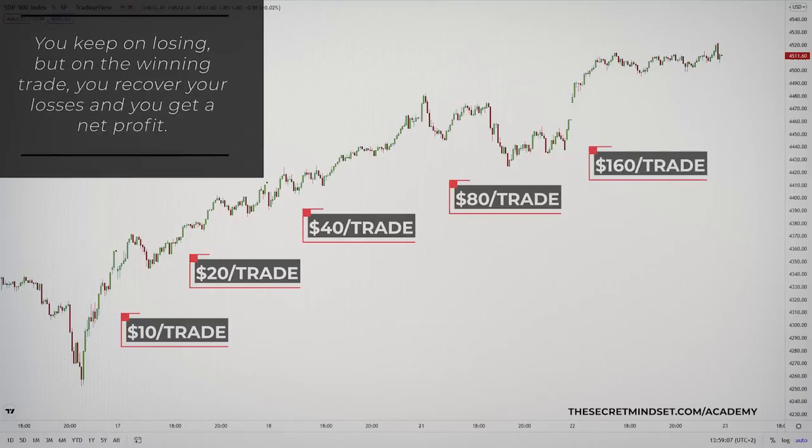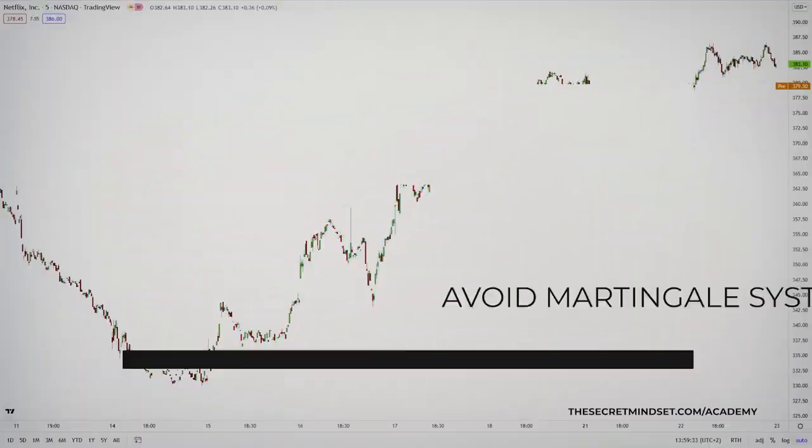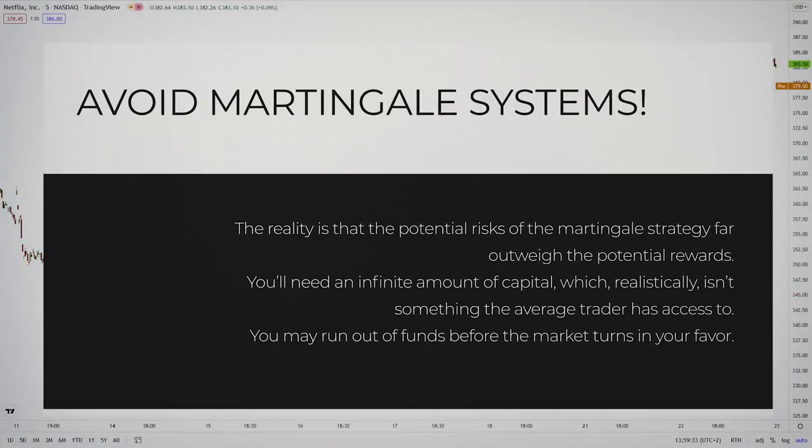Sounds simple enough, right? You keep on losing, but on the winning trade, you make more than enough money to cover your losses and the net profit. The reality is that the potential risks of the martingale strategy far outweigh the potential rewards. You'll need an infinite amount of capital, which, realistically, isn't something the average trader has access to. You may run out of funds before the market turns in your favor. You'll then be forced to exit the trade with disastrous losses.